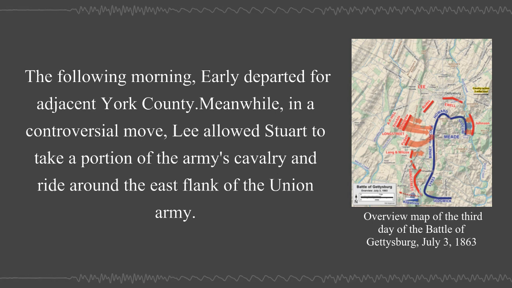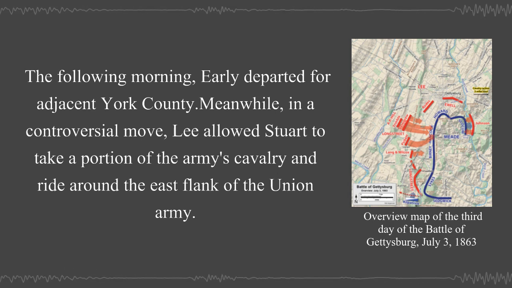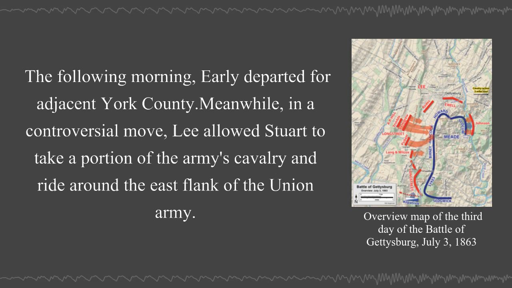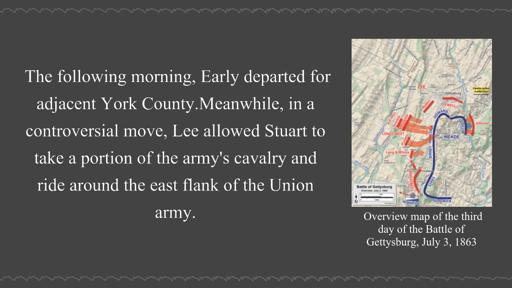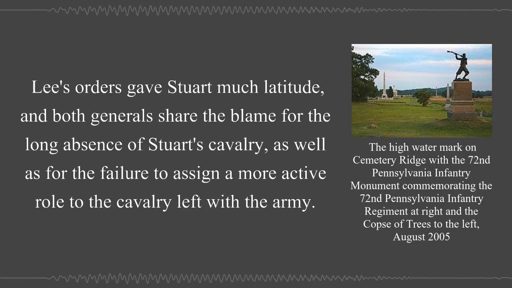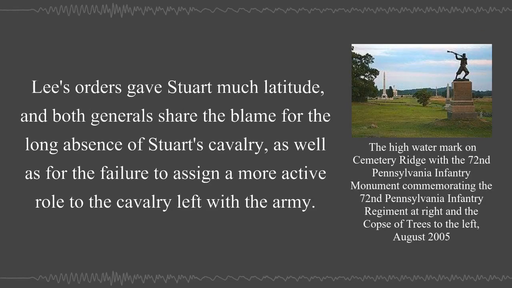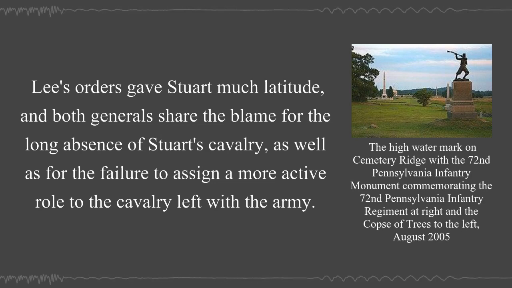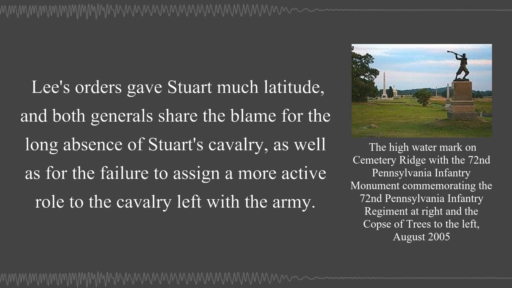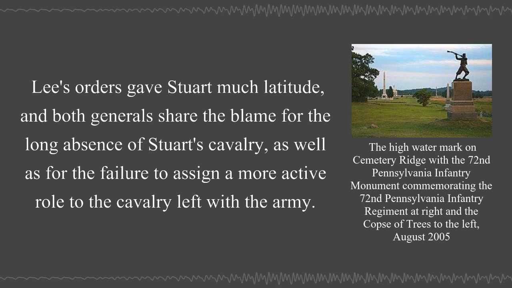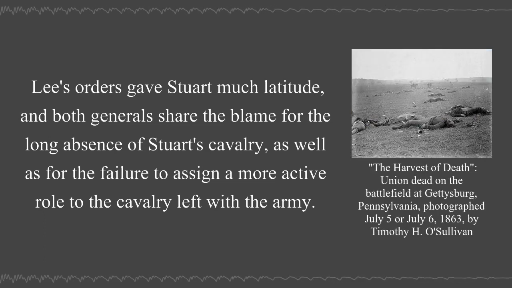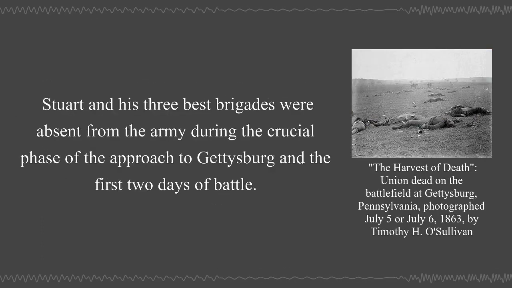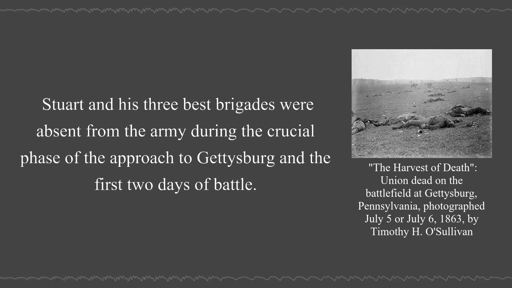Meanwhile, in a controversial move, Lee allowed Stuart to take a portion of the army's cavalry and ride around the east flank of the Union Army. Lee's orders gave Stuart much latitude, and both generals share the blame for the long absence of Stuart's cavalry, as well as for the failure to assign a more active role to the cavalry left with the army. Stuart and his 3 best brigades were absent from the army during the crucial phase of the approach to Gettysburg and in the first 2 days of battle.